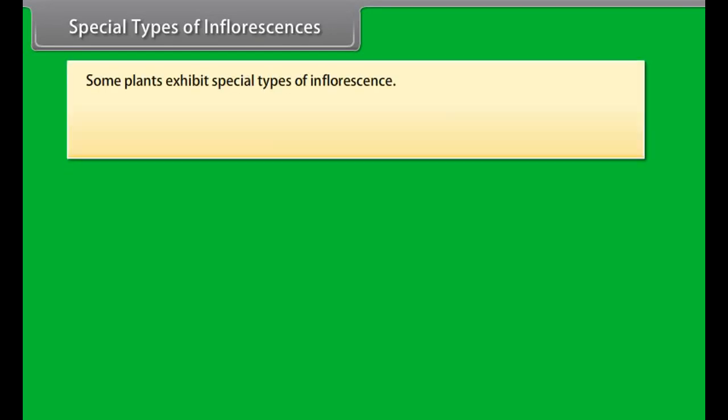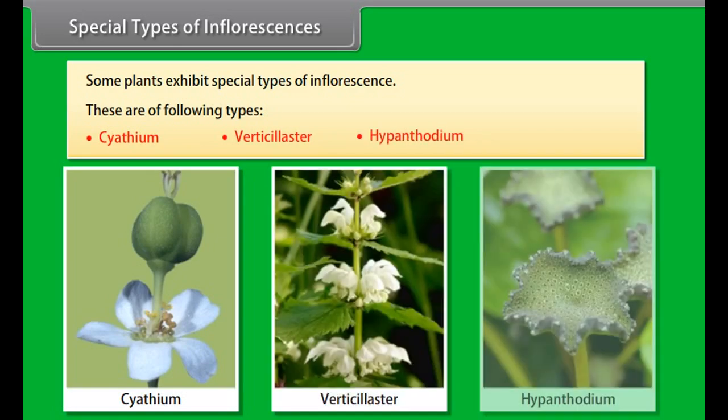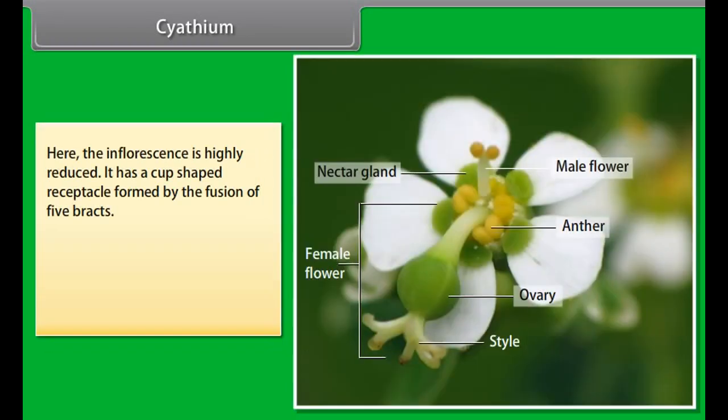Some plants exhibit special types of inflorescence. These are of the following types: Cyathium, Verticillaster, Hypanthodium. Cyathium. Here the inflorescence is highly reduced. It has a cup-shaped receptacle formed by the fusion of 5 bracts.